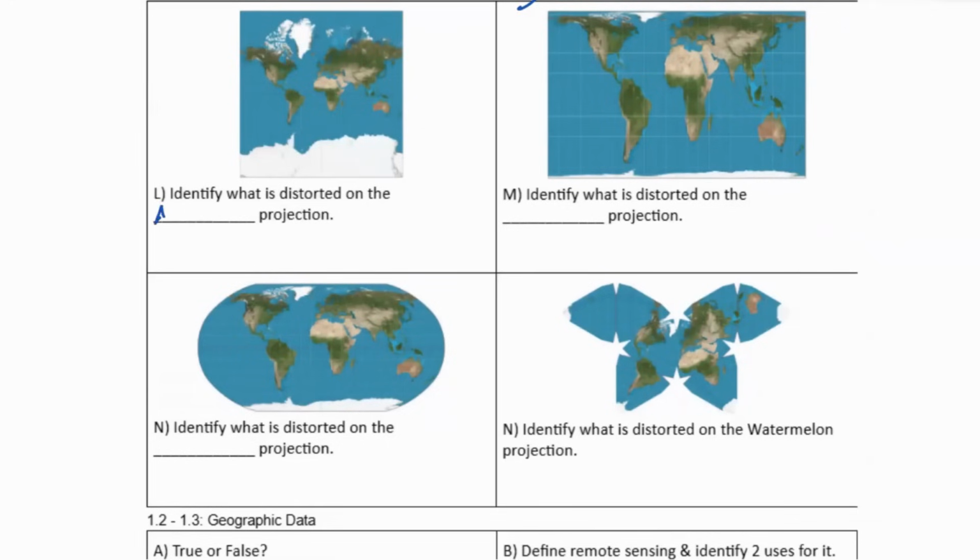This first one here is the Mercator projection. This is probably the one you've seen the most. This is the one Google Maps and Apple Maps use. It's been used for 100 years for navigation. It's really good for compass usage. So that's why it's been used for navigation.